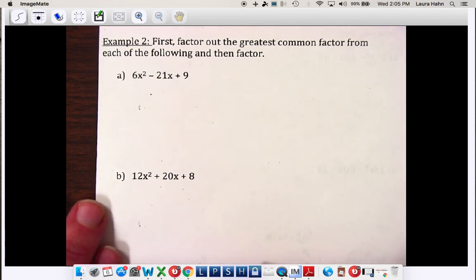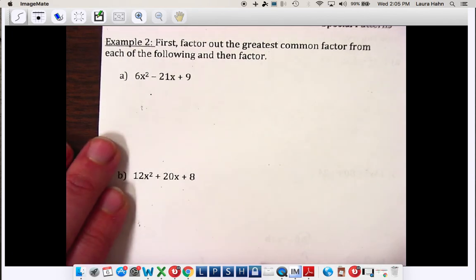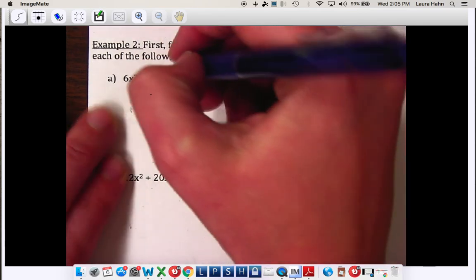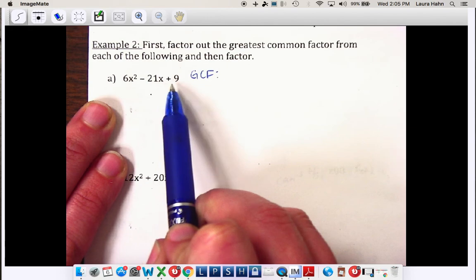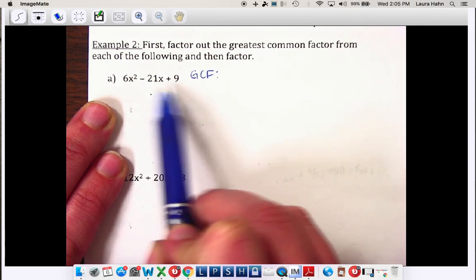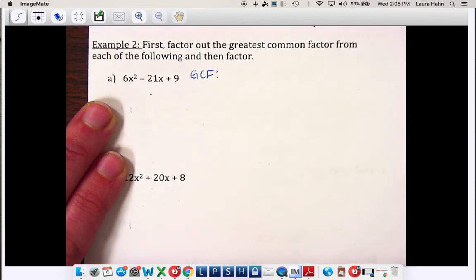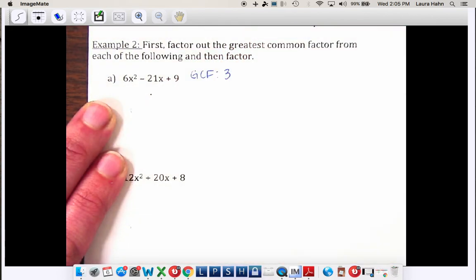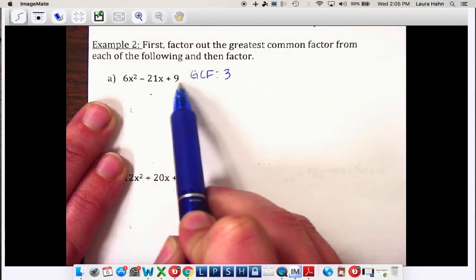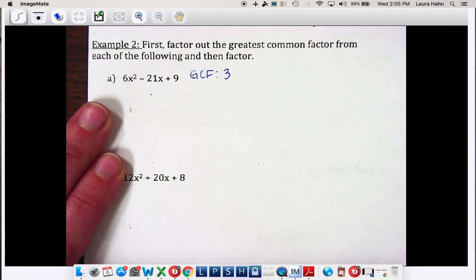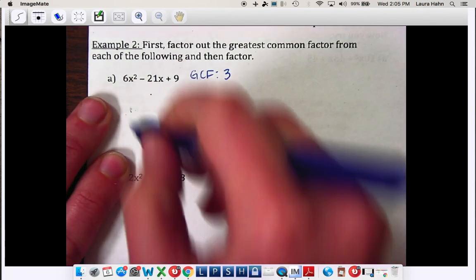That'll be nice. Okay, so on A, the greatest common factor is the first thing I need to find. So I'm looking at 6, 21, and 9. I'm trying to find the greatest number that will be divisible by all of those, and that's going to be 3. Then I look for if they have anything else in common, like variables. Well, I see x's here and here, but this one does not, so they do not have x's in common. So 3 is my greatest common factor.